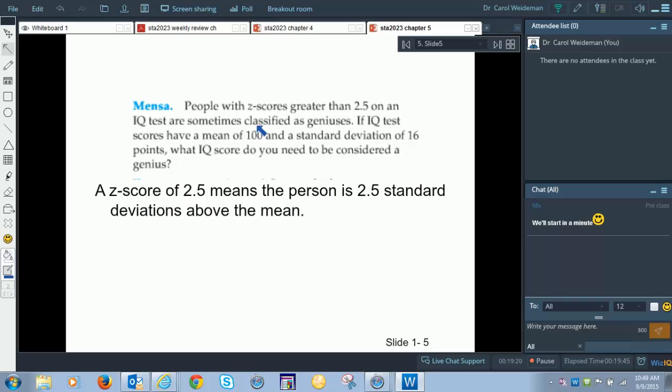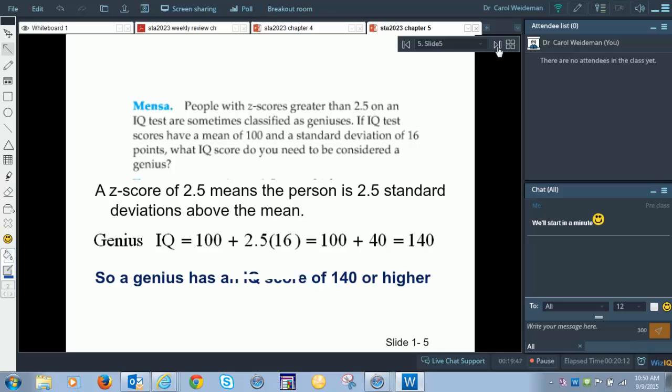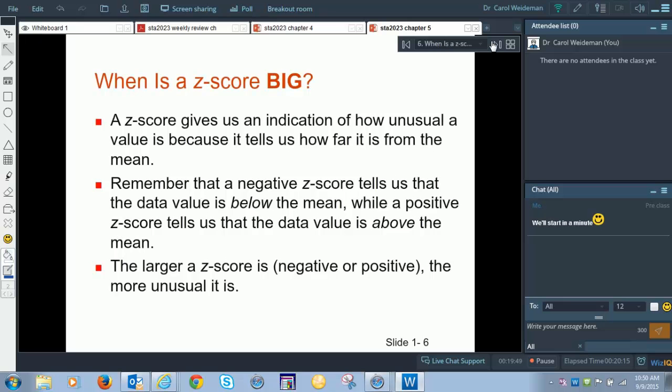Here's an opposite one. I give you the z-score, and I want you to interpret what it means in the data values for the given distribution. So people with z-scores greater than 2.5 on an IQ test are classified as geniuses. If the IQ test has a mean score of 100 and a standard deviation of 16, what is the score you need to be a genius? So we're going to work the formula the other way. We're going to take the mean, and we're going to add, because it's 2.5 above, 2.5 times the value of the standard deviation. So the genius IQ for this problem is 140.